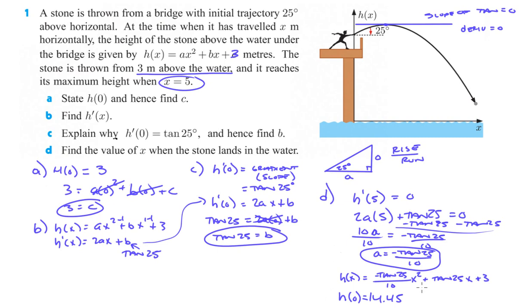We back up on that. That is not seconds, but it says that x meters horizontally, so that means at 14.45 meters away from where he released it is when it's going to hit the water. Okay, or she, doesn't say. So find the value of x when the stone lands in the water: 14.45 meters away from where the stone was thrown. Okay.